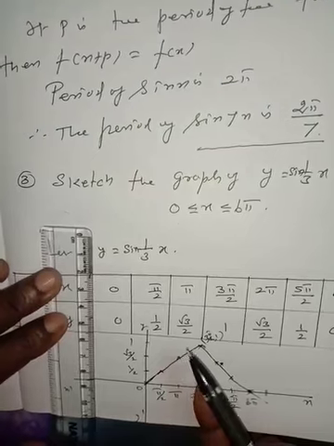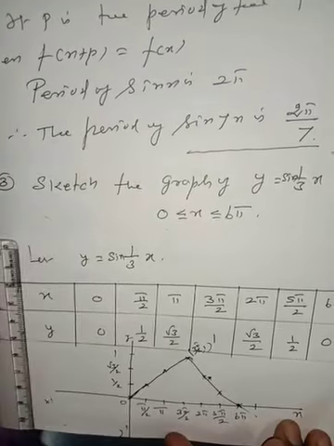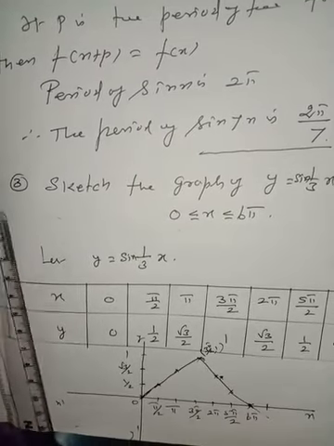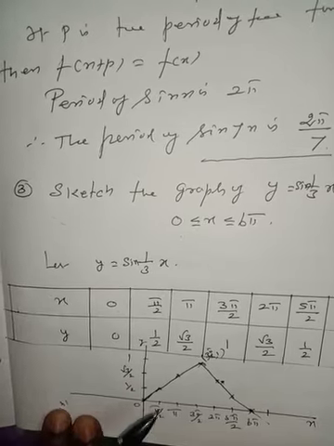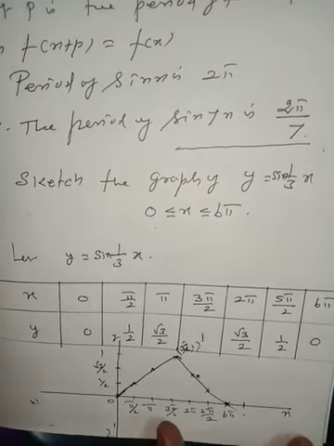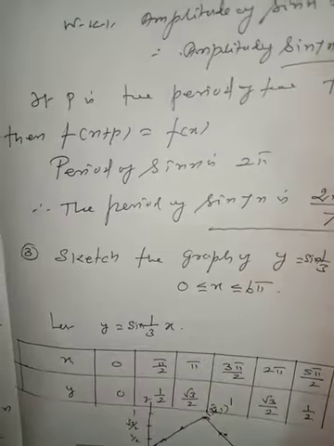Then we get the points. Plot the points on the graph sheet. We get the curve or sketch of the graph y is equal to sine of 1 by 3 of x.